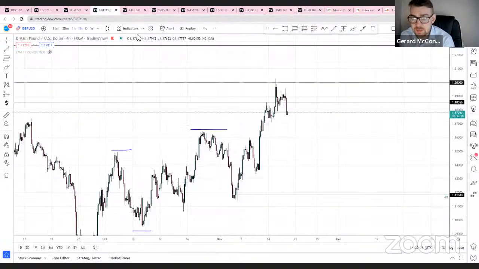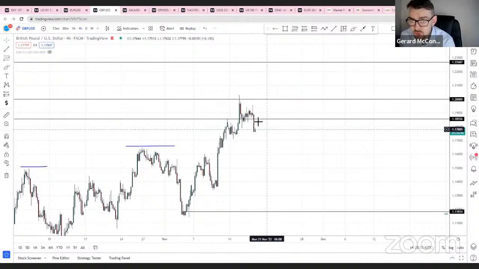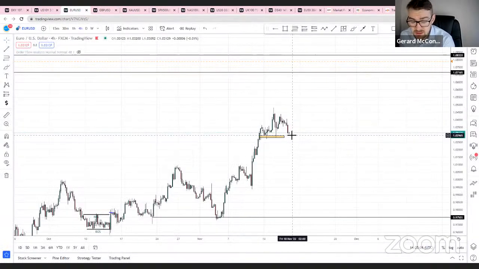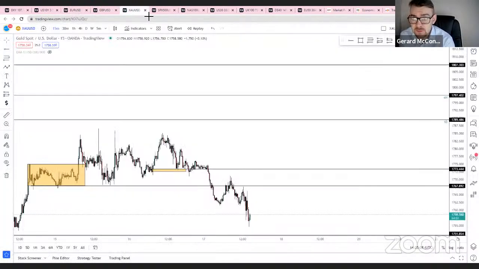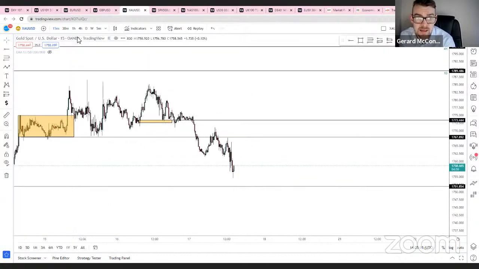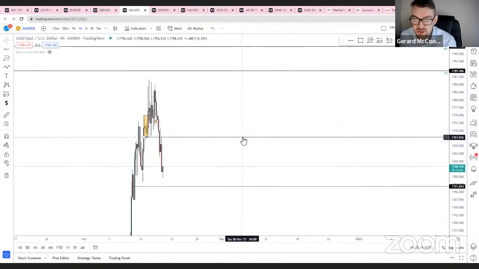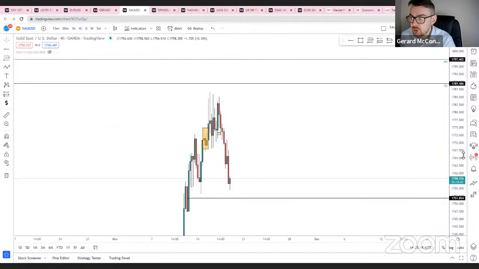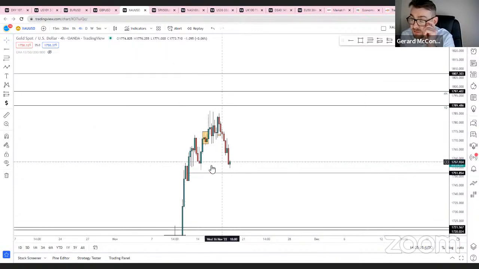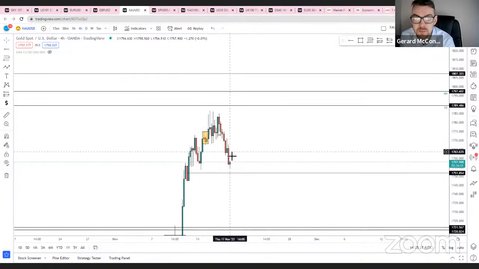And of course, if we go back to the pound today, the pound has come under a bit of pressure. Euro dollar has come under a bit of pressure. And of course, gold has also come under quite a bit of pressure. So we're seeing gold here, that unwind from this region up here. And let me just tidy up this chart a little bit. You can see how gold prices have come back into this 1750, 1760 level from highs just underneath this daily level here at 1790. So very, very choppy here in gold as well.